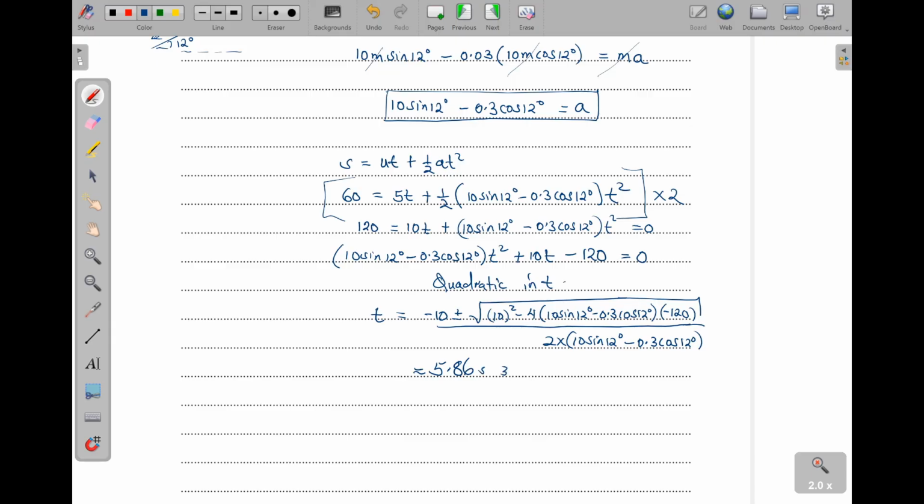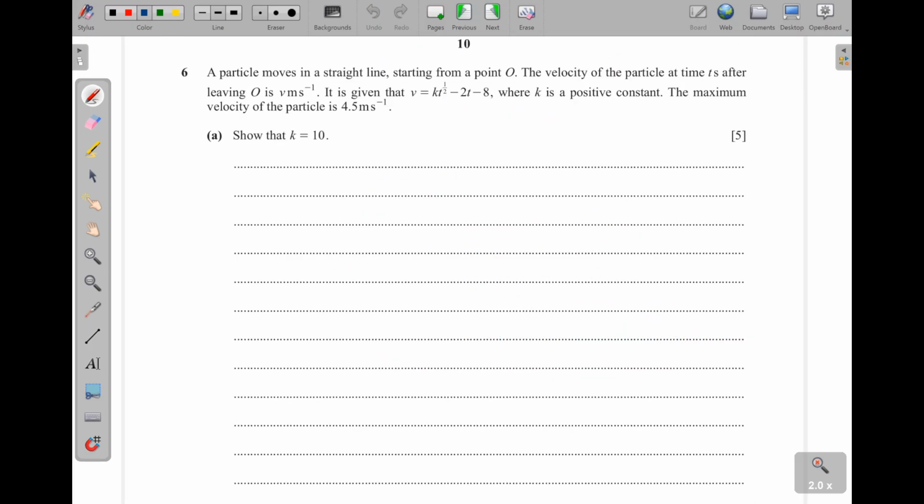Seconds. So 3 significant figures. Then we close that. Question 6. A particle moves in a straight line starting from a point O. The velocity of the particle at time t seconds after leaving O is v meters per second. It is given that v is equal to k t to the power of a half minus 2t minus 8.